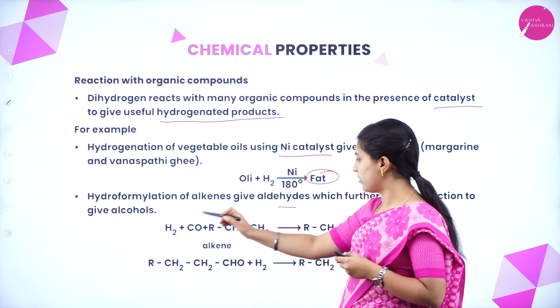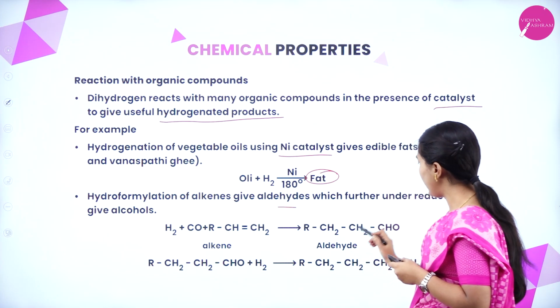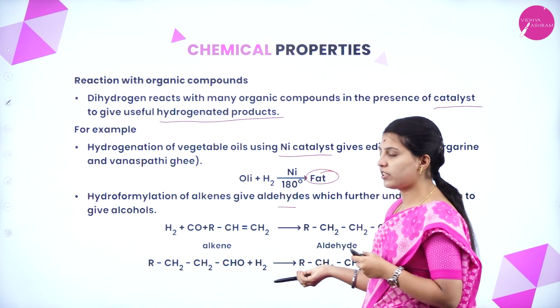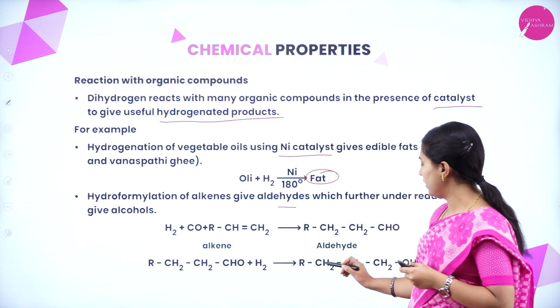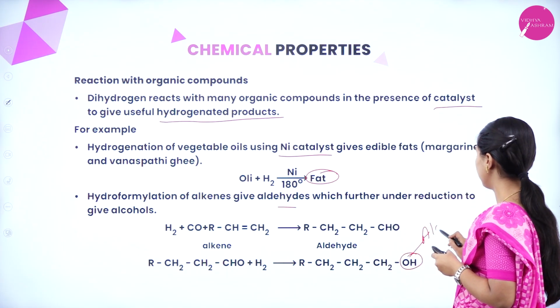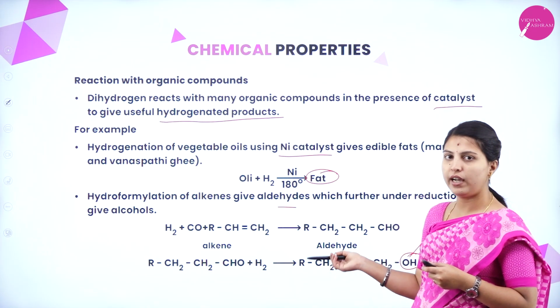Here hydrogen is treated with carbon monoxide and alkene. What will it form? Aldehyde will form. If that aldehyde is reduced again, meaning hydrogen is added, it will form alcohol. This is alcohol. First aldehyde, then later it reduces to alcohol.